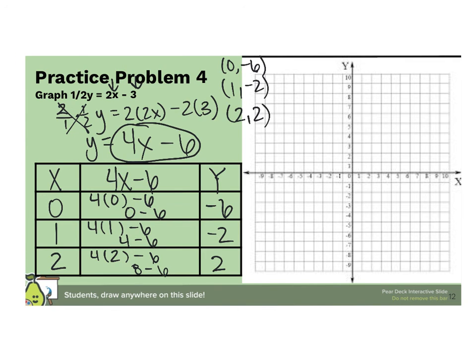Graph it. 0, negative 6, right here. 1, negative 2, right here. And 2, positive 2, right here. Connect your points. Draw your arrows. Ask yourself, is this positive or negative sloping? Positive. It's going up and to the right.